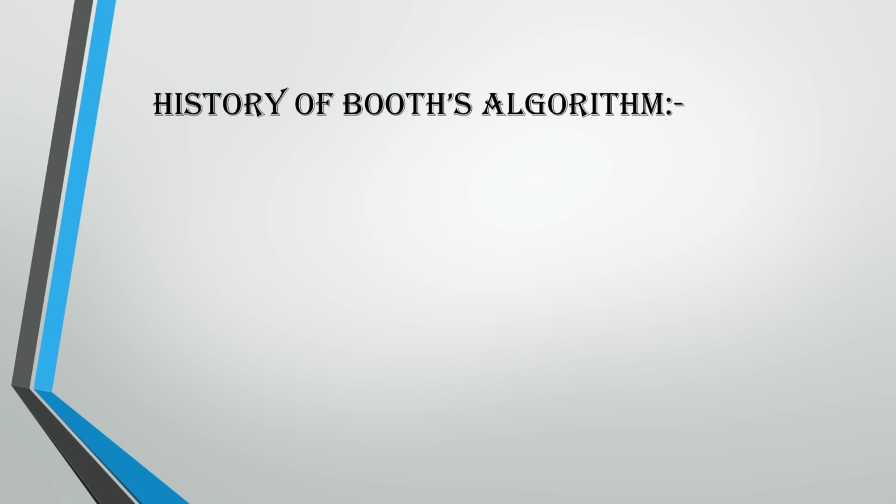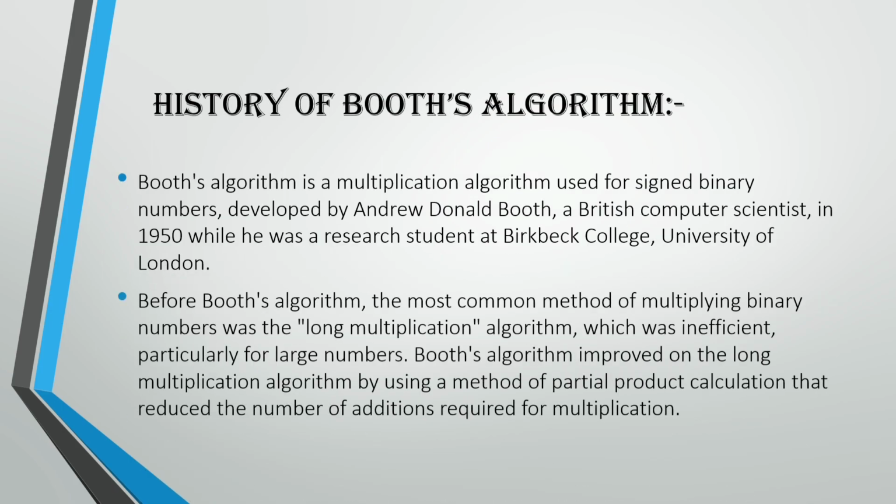So we are going to see the history of Booth's algorithm. Let's get started. Booth's algorithm is a multiplication algorithm used to multiply signed binary numbers, meaning two binary numbers. It was invented by Andrew Donald Booth in 1950 while he was studying at Birkbeck College in London.